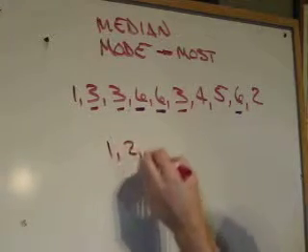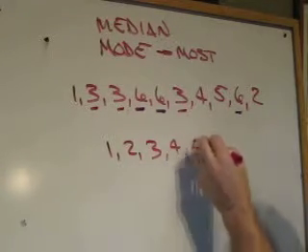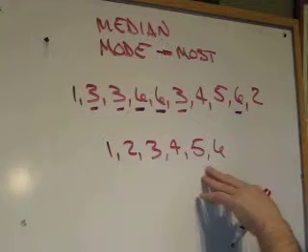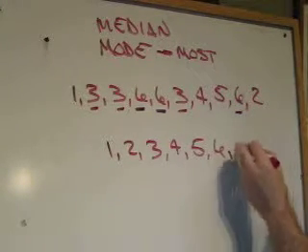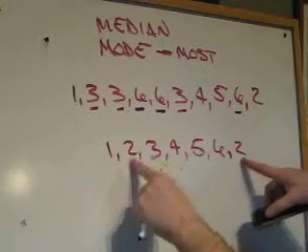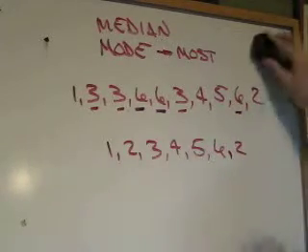If I have 1, 2, 3, 4, 5, 6, they all happen one time, I have no mode. None of those numbers occurs the most often. But if I had another 2 there, my mode is 2 because my 2 occurred twice and everything else occurred only once. So that's mode.